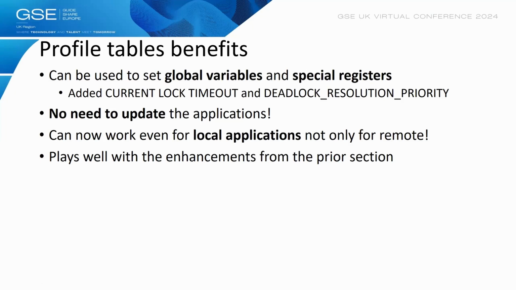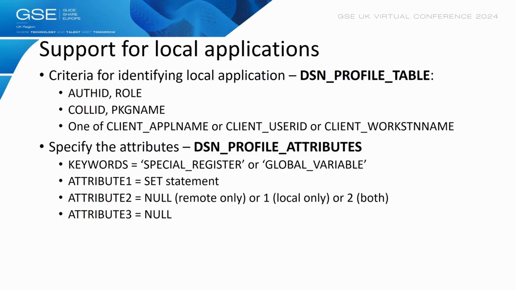So what has changed now in DB2 13 is that profile tables can be used even for local applications, not only for remote, because in the past it was only to control the remote application. So now this can be used even for local applications. And it can be used to set global variables and special registers. These two, as I spoke about in the prior section. And basically, you don't need to update your application. If you want to update this global variable or special register, you can use profile tables now even for local applications. So that it plays really well with enhancements in the prior section.